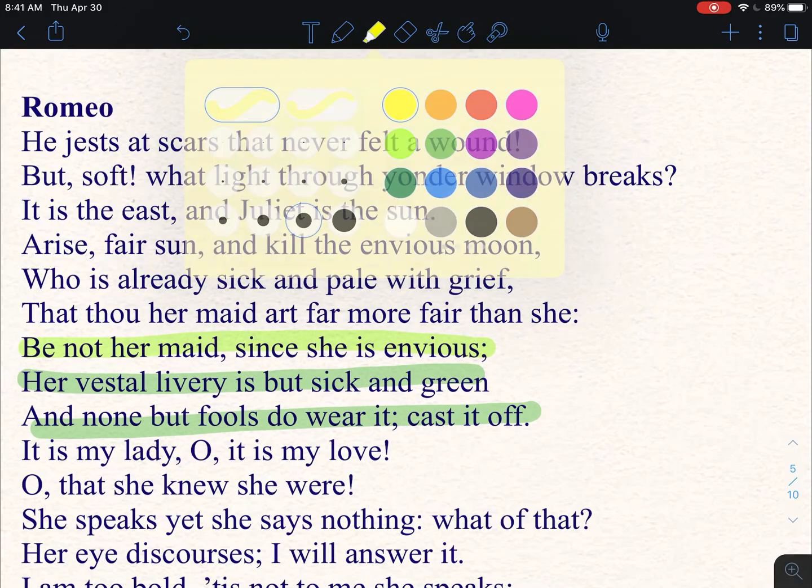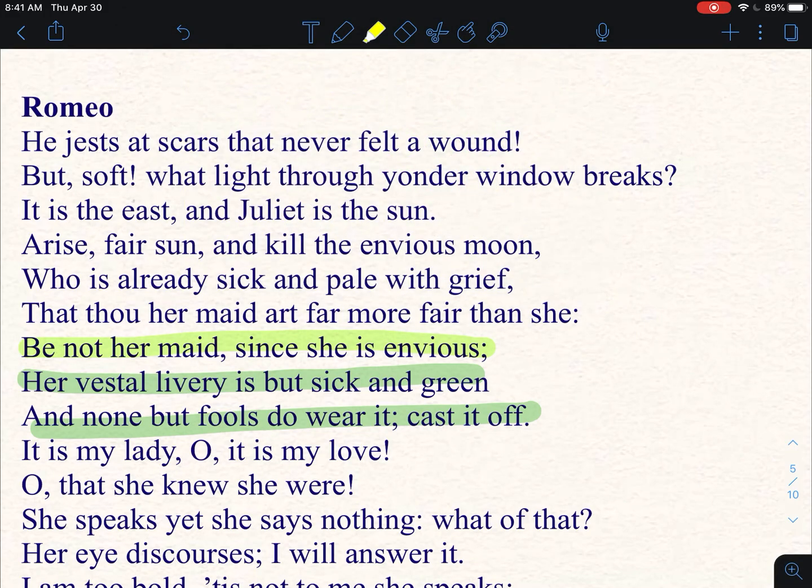And that's part of what's really awesome about this is we have this colon. This colon here. Arise, you see, fair sun, you see, and kill the envious moon, you see, who is already sick and pale with grief, you see, that thou her maid art far more fair than she.